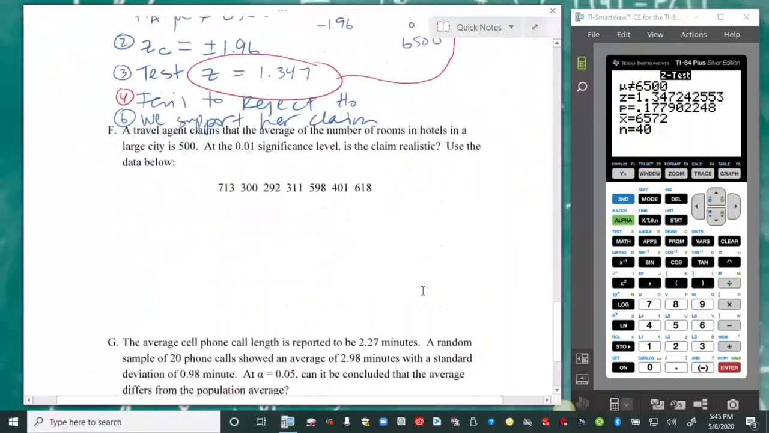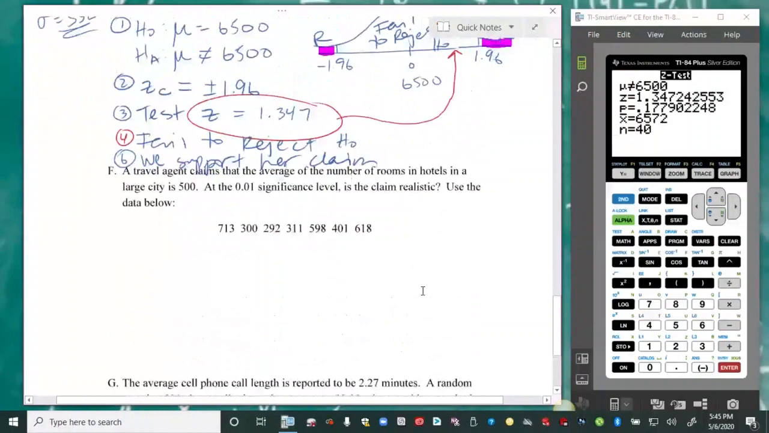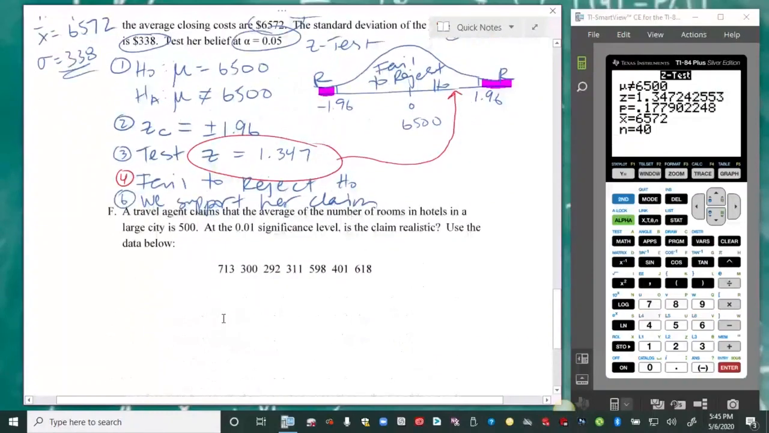Okay, last but not least, oh, actually we have 2 more. So we'll do F. A travel agent claims that the average number of rooms in hotels in a large city is 500. That sure sounds like a mu. Test at the 0.01 significance level. Is this claim realistic? Use the data below.